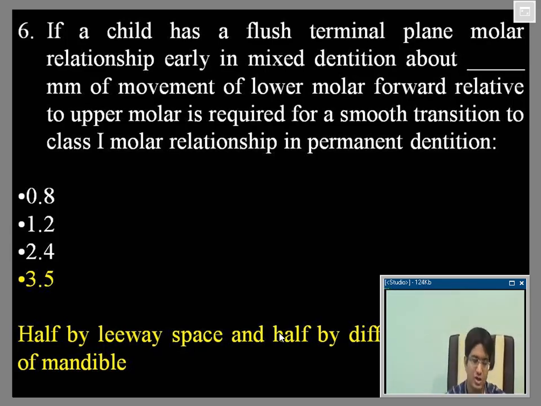Fine. I'll move to the next question. I think everybody understood till this point. I'll move to a next question. Anything you can put in the chat box so I can refer back and answer you.